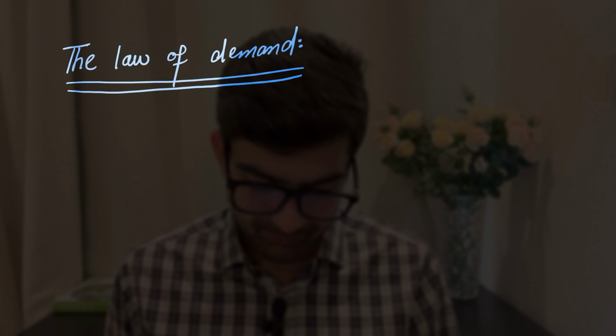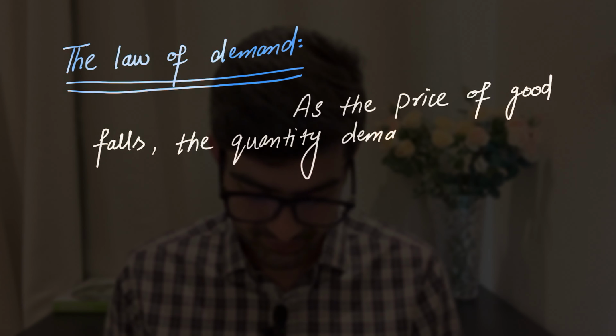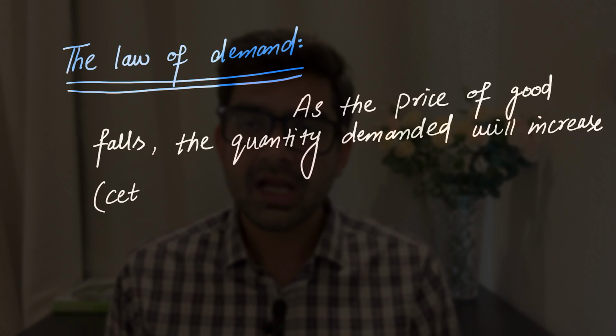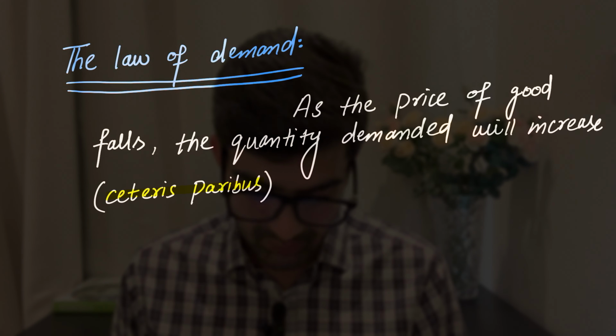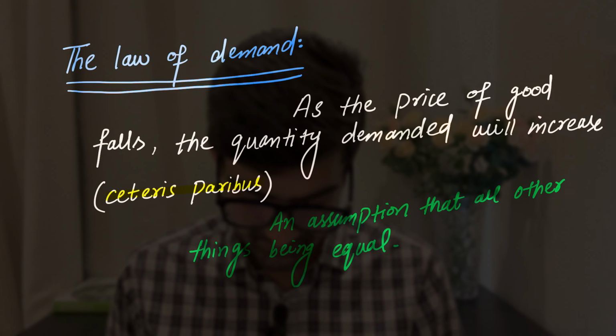Moving to the law of demand, it states that as the price of a good falls, the quantity demanded increases, and vice versa. Now we are assuming here that all other things are equal and constant, and that assumption is called ceteris paribus. Since we've learned the law of demand, we can go on to drawing the demand curve.